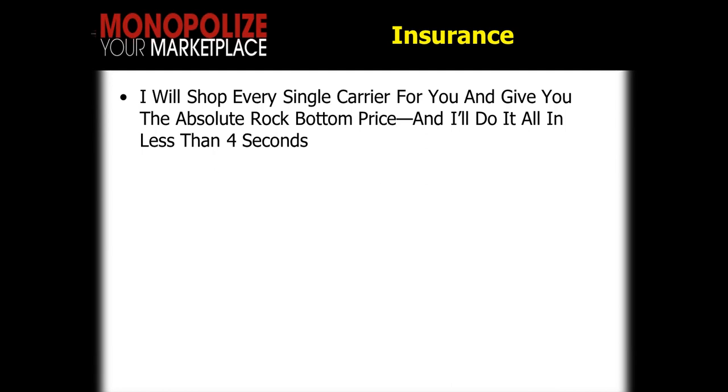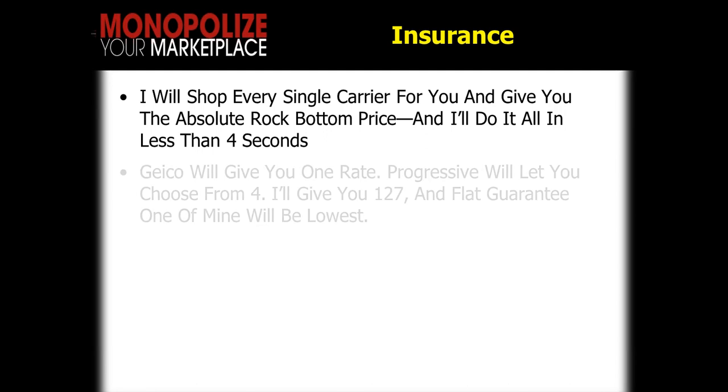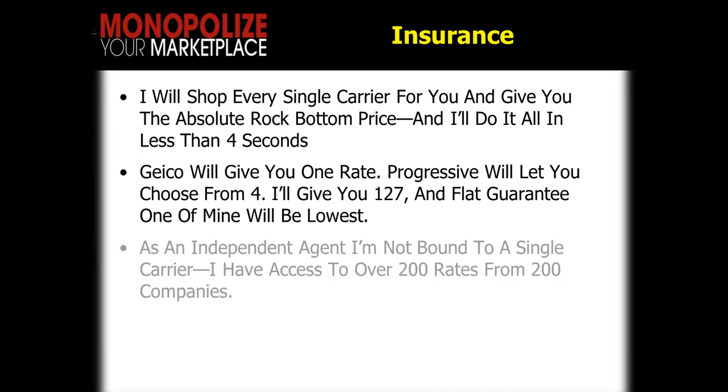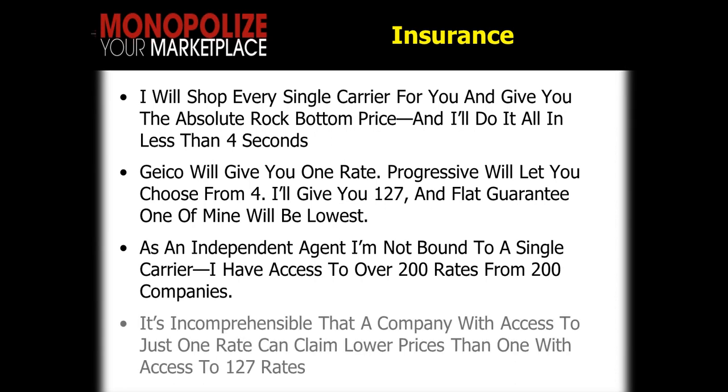I will shop every single carrier for you and give you the absolute rock bottom price, and I'll do it all in less than 4 seconds. Geico will give you one rate. Progressive will let you choose from four. I'll give you 127 and flat guarantee. One of mine will be the lowest. As an independent agent, I'm not bound to a single carrier. I've accessed over 200 rates from 200 companies.